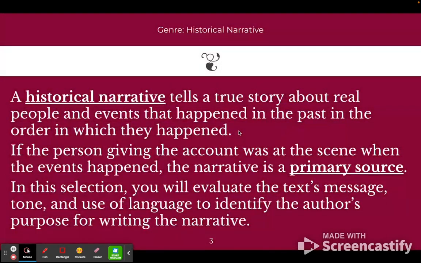All right. So today we have the genre historical narrative. This is going to tell us a true story about real people and events that happened in the past in the order in which they happened. If a person given the account was at the scene when the events happened, the narrative is a primary source. In this selection, you're going to evaluate the text message, the tone, and the use of language to identify the author's purpose for writing this narrative.